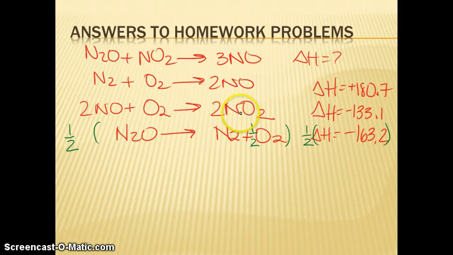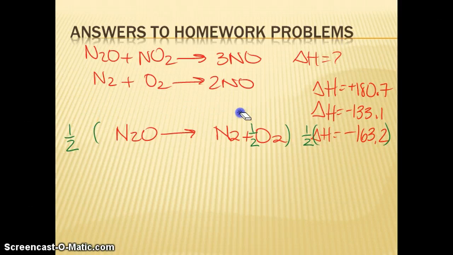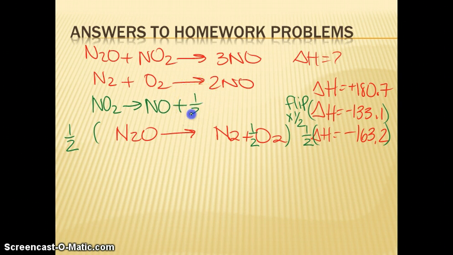That's where we have the NO2. And look, the NO2 here is on the right, but we want it on the left. So I need to flip this reaction. Also note that I have 1 here and I have 2 here. So I'm going to need to multiply that equation by 1/2 also. So I need to flip it and multiply by 1/2. And if I do that, I need to do it to the delta H. I need to flip and multiply by 1/2. And so this reaction is now going to become NO2 gives me NO plus 1/2 O2.